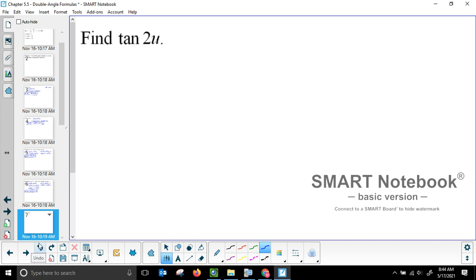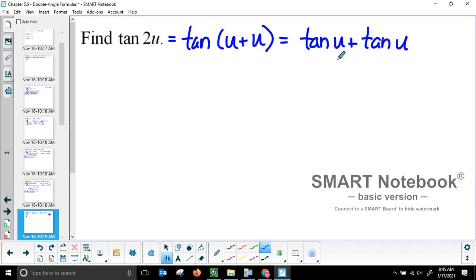For cosine of 2u, absolutely. All right, so now we want to find a formula for tangent of 2u. Well, again, this is the same thing as tangent of u plus u. So we can use our sum formula. All right, and this would be tangent of u plus tangent of u over 1 minus tangent of u times tangent of u.